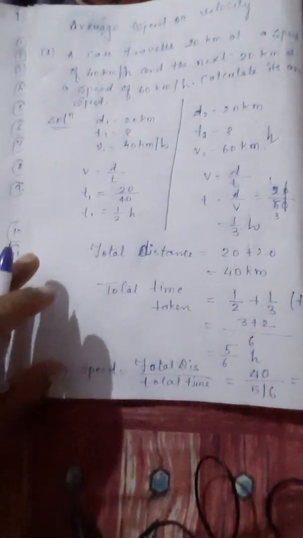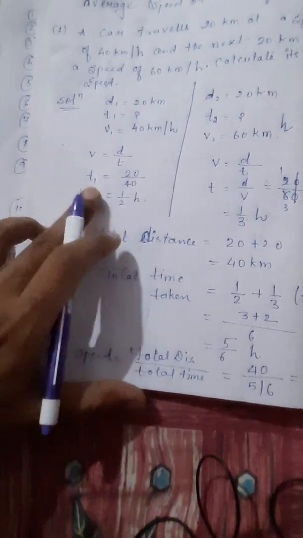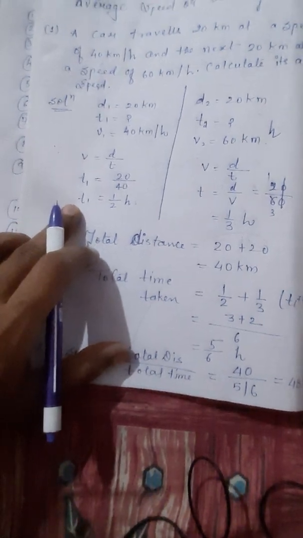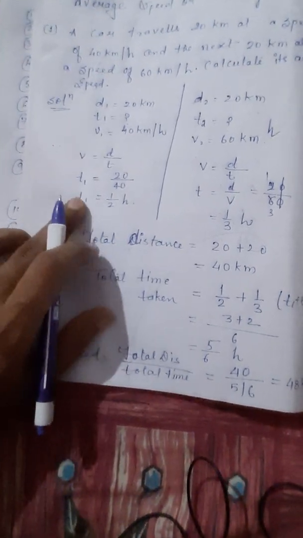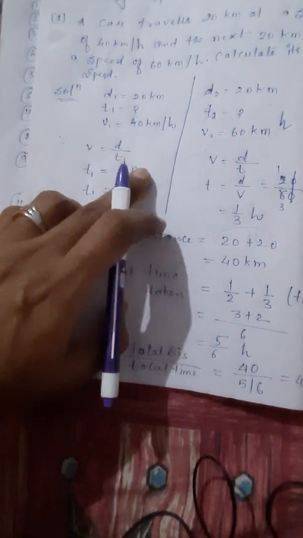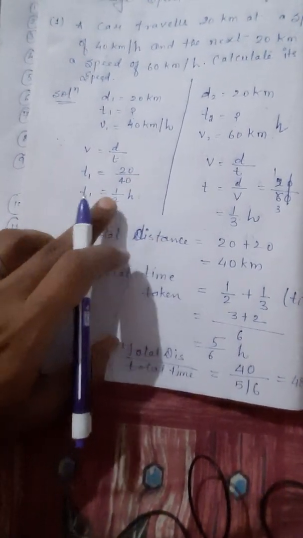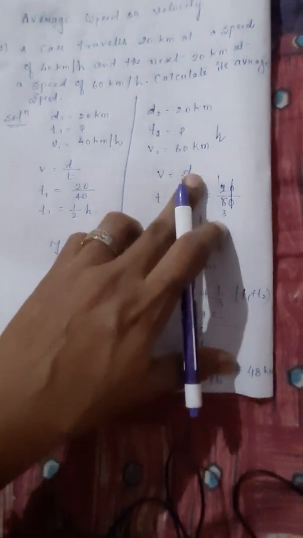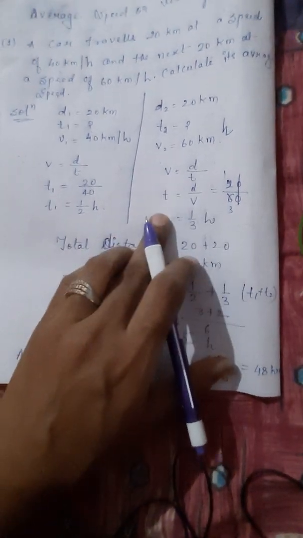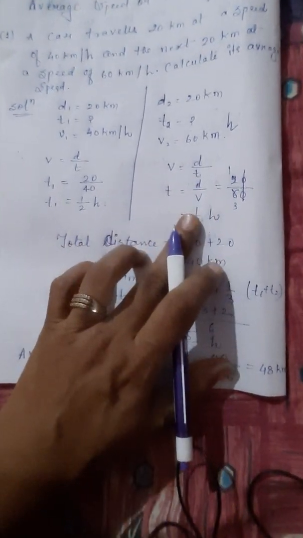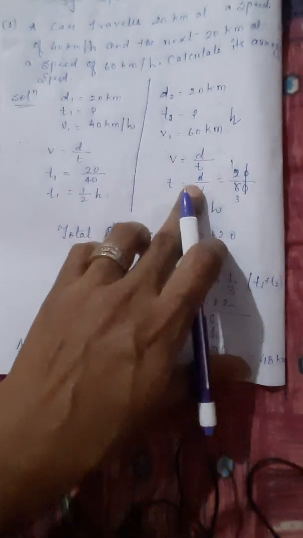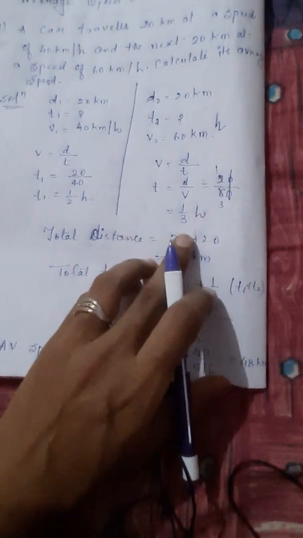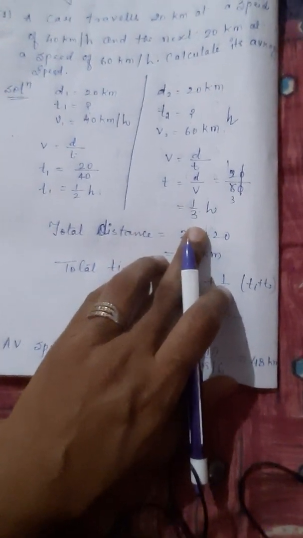As we know, speed is equals to distance upon time. Say in first journey t1 is a time, so t is equals to d upon v, that is 20 upon 40. So t1 would be half hour. Same here, v2 is d2 upon t2. So time taken would be distance upon velocity. Distance traveled was same 20 km, but the velocity was 60. So the time taken here is 1 by 3 hour.